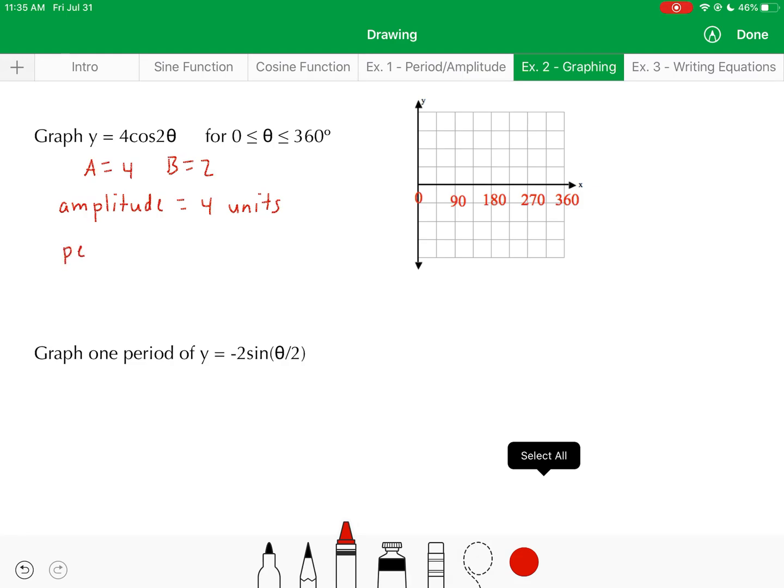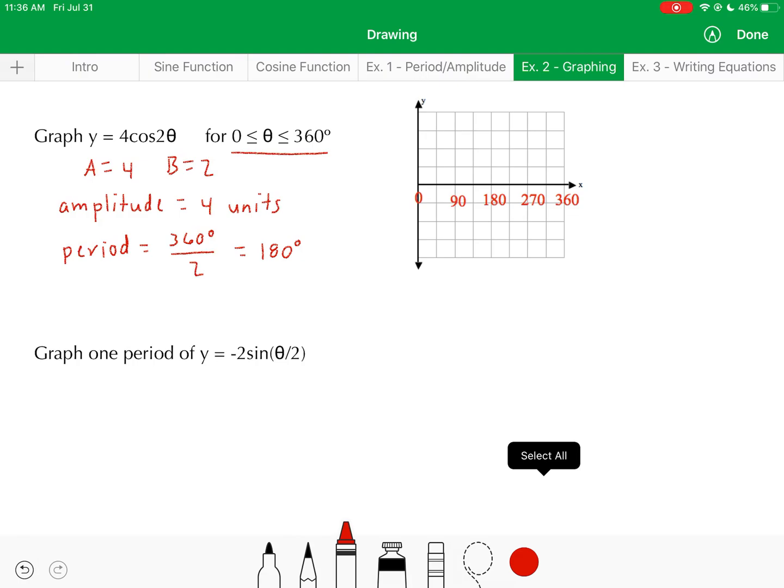And then my period this time I'm going to express in terms of degrees, and that's just based on how they want the angle measure to be between 0 and 360. Okay, so period, I'm going to take the normal period of the cosine function of 360. I'm going to divide it by my b value, which is 2, and that's going to give me 180 degrees. Okay. All right, so now I'm ready to sketch my curve here, okay?